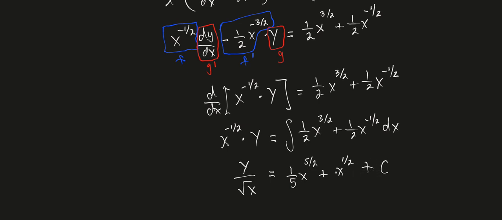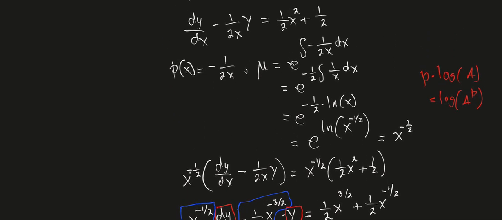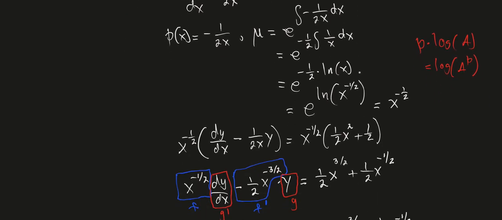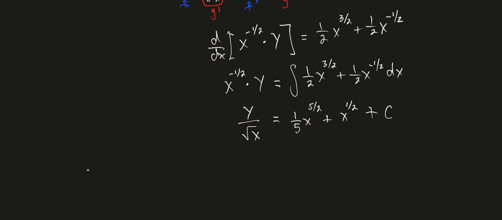Remember, we had said that the initial condition, in fact, let's go all the way back up and see what the initial condition is. When x is equal to 1, y is equal to 2. So let's use that information to figure out what my constant is. Right? So let's write that down. When x is equal to 1, y is equal to 2. So plug 2 in for y, and 1 in for all the x's. So that's 1, and then that's 1/5. And that's 1, and then that's c.